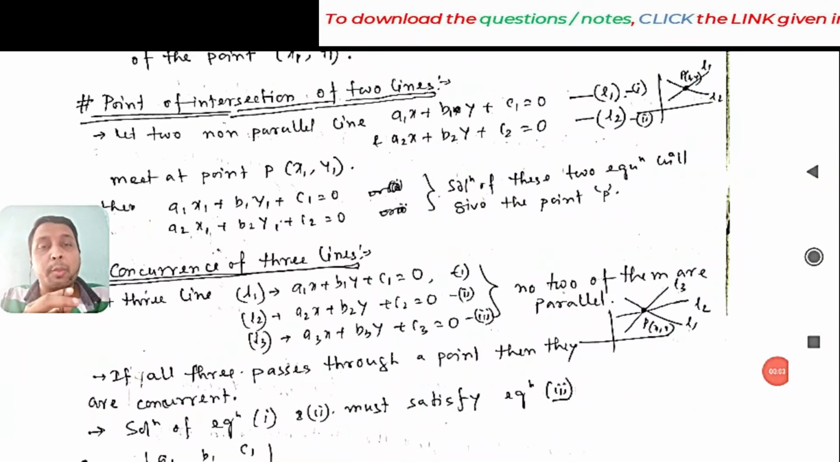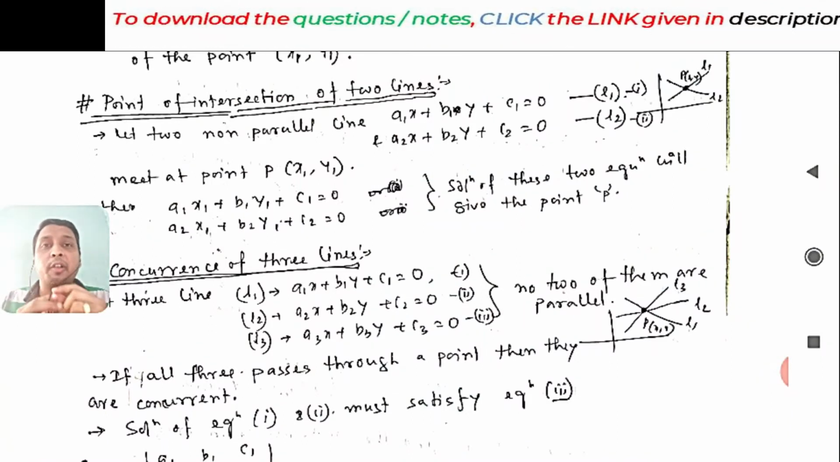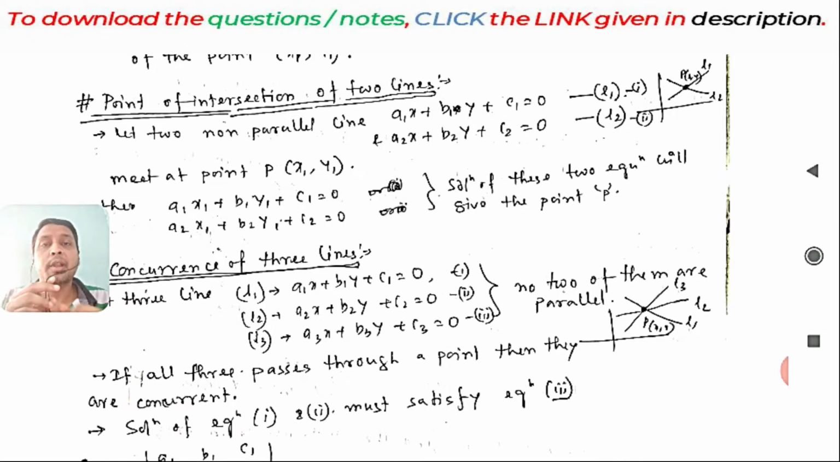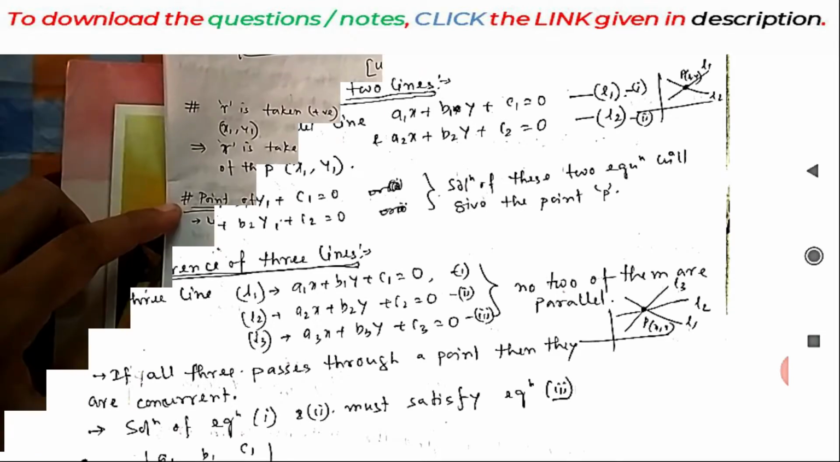Okay students, welcome you all. So after seeing all these different formats of straight line, let us discuss something about point of intersection and concurrency of three lines, or concurrent lines. We'll see in detail what this means. Okay, then let's discuss this topic, students.